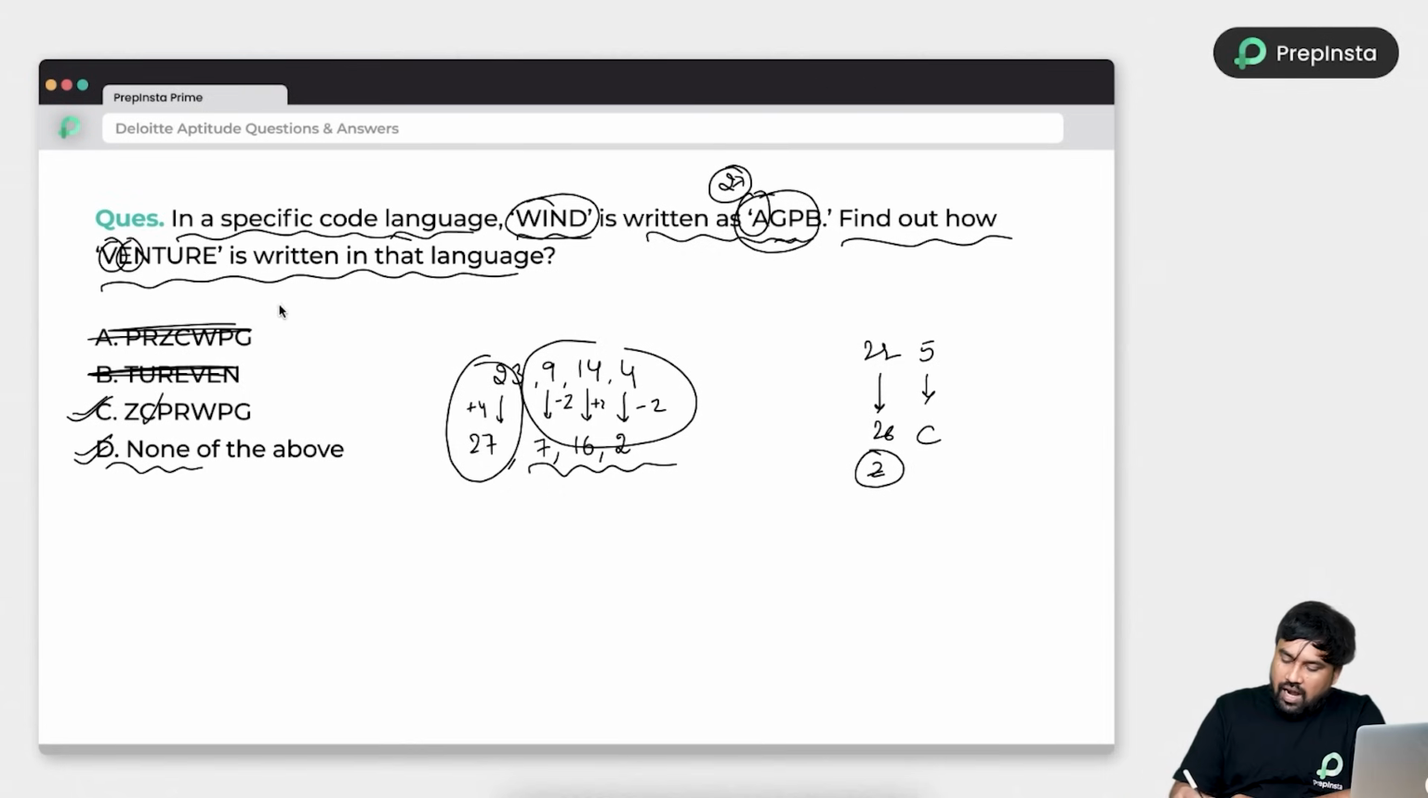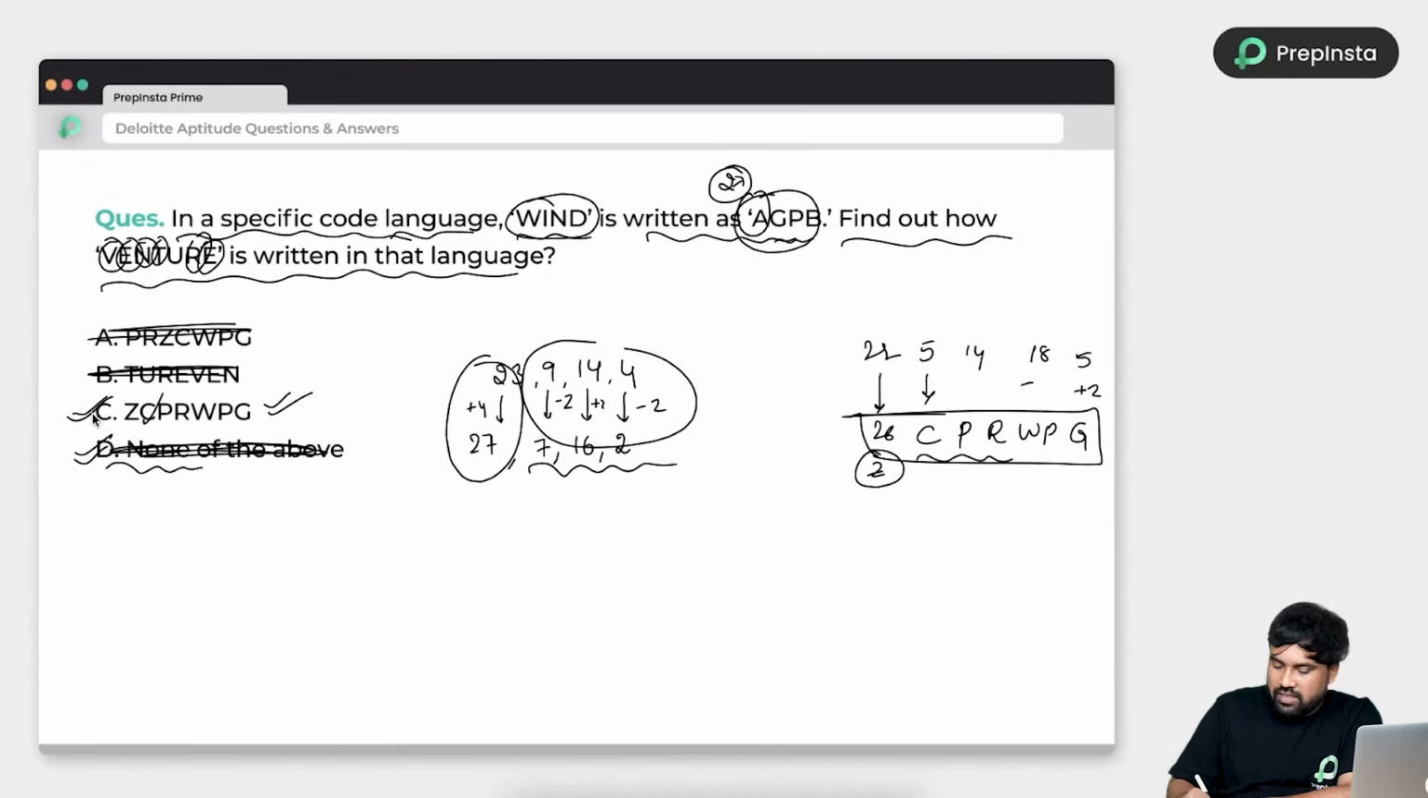Verified. And N is 14, plus 2 is 16. 16 is P. Next, T is 20. So 20 minus 2 is 18. 18 is R. See how I am thinking and getting the answer easily. And U is 21 plus 2, 23 is W. And R is 18 minus 2, 16 is P. And E is 5 plus 2 is 7, which is G. So are all the elements matched or not? Yes, matched. So option C is the correct answer.